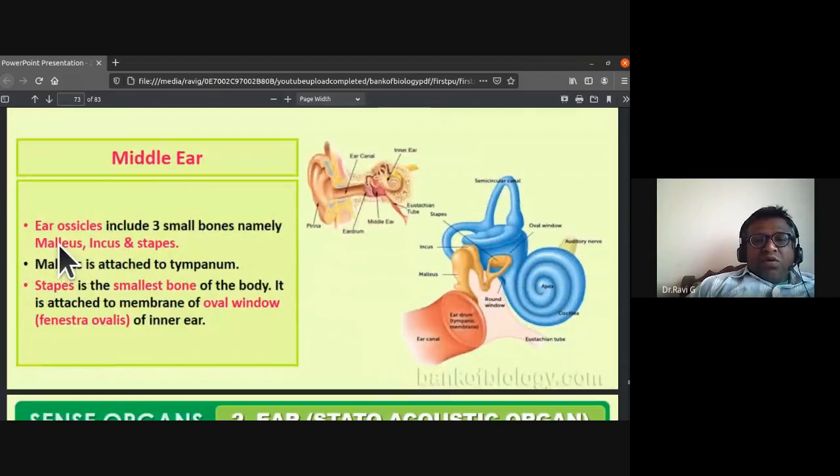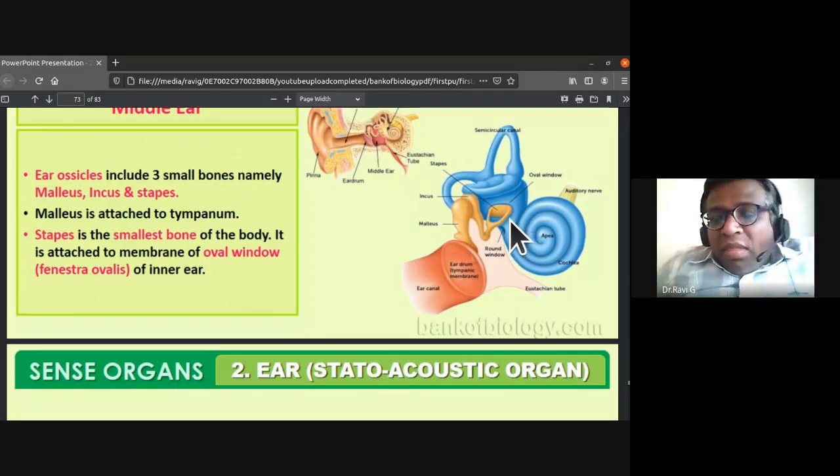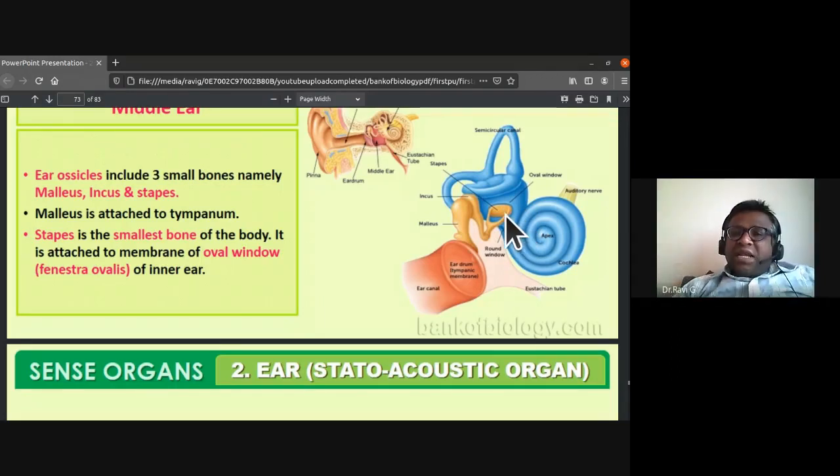Now the ear ossicles of the middle ear. They include three small bones: malleus, incus, and stapes. Malleus is attached to the tympanum. Stapes is the smallest bone of the body. It is attached to the membrane of the oval window, the fenestra ovalis of the inner ear.